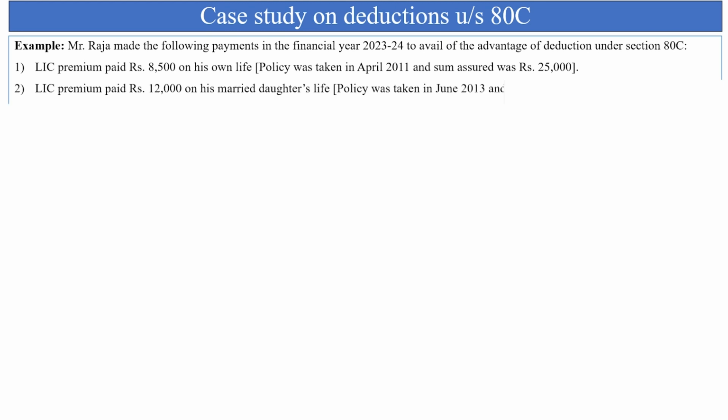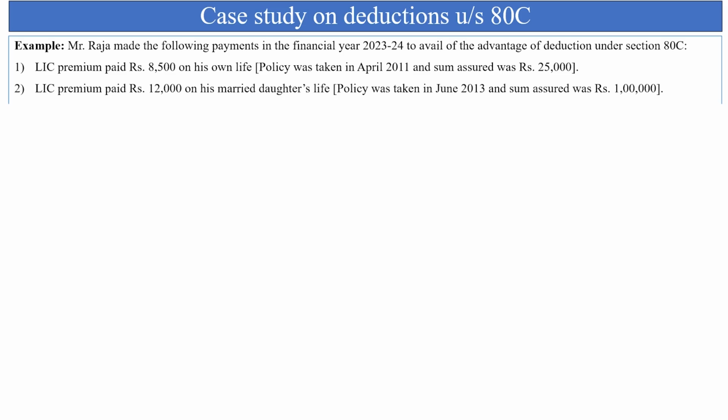Second item, LIC premium paid 12,000 on a married daughter's life. No problem whether married or unmarried, any premium paid on a daughter's life is allowable as deduction. The policy was taken in June 2013, that is after 1st April 2012, and the sum assured is 1 lakh. So the deduction is limited to 10% of the policy value or sum assured, that is 1 lakh. 10% comes to 10,000 but paid 12,000. So the deduction will be limited to rupees 10,000 only.